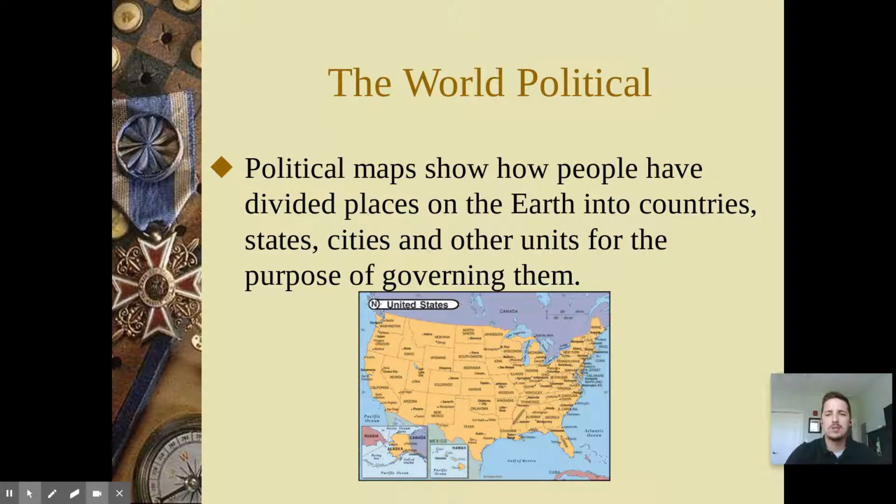So, first up, we've got the world political map. Political maps show countries, states, cities, basically the world according to governments, right? They have national borders, they have state borders, they have all that good stuff. Because if you look at the Earth from space, these national border lines aren't there. So when we look at a political map, it's showing borders that have been drawn by man over the centuries.